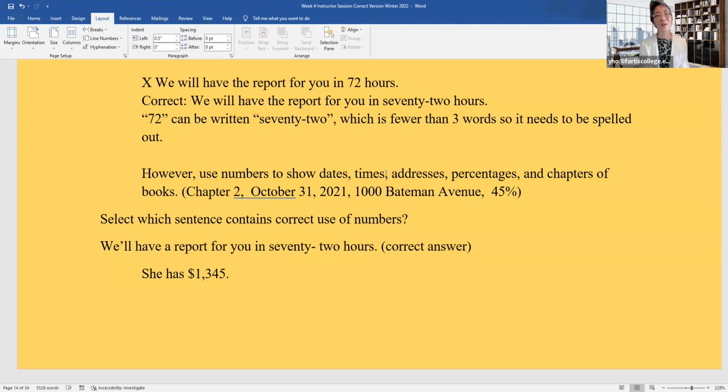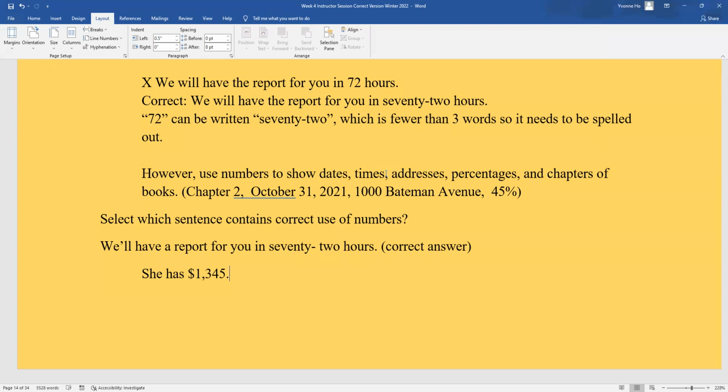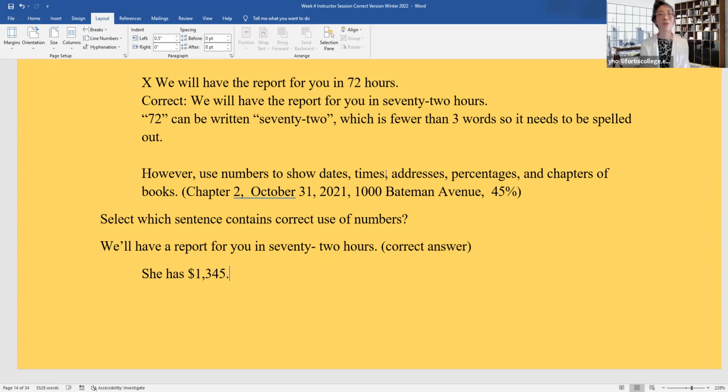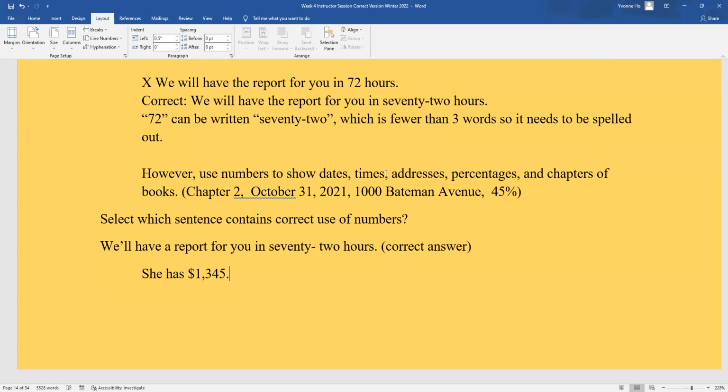Yeah, I learned that too. Anything under 10, you had to spell it out. 1, 2, 3, 4, yes, all that. Yes, and anything greater than 10, you could type it out. Yeah, that used to be the rule way back when. Oh yeah, way back when.